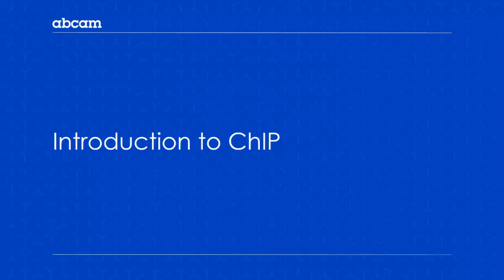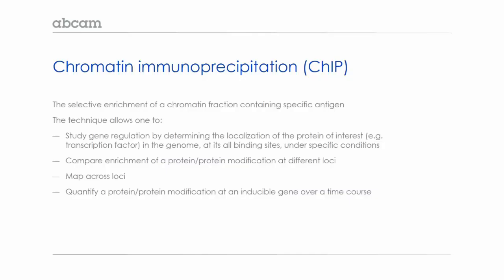I'd now like to start by introducing you to CHIP. Chromatin immunoprecipitation, or CHIP, is the selective enrichment of a chromatin fraction containing a specific antigen. This antigen is a specific protein of interest, and you enrich for this protein bound to DNA by pulling it down using an antibody. CHIP allows you to study gene regulation by determining the localization of a protein of interest, for instance a transcription factor, in the genome at all of its binding sites and under specific conditions, such as different disease states or treatments.